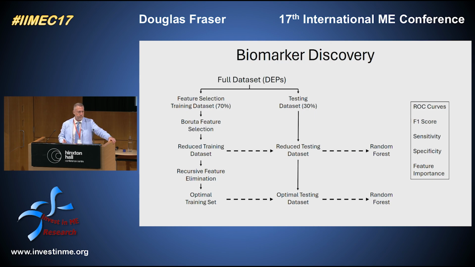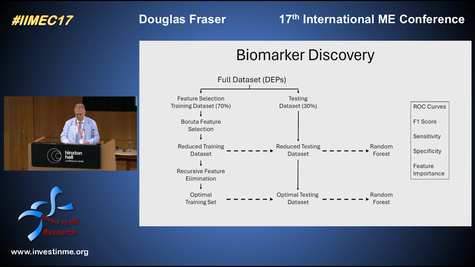We then use a random forest, which is a set of decision trees, which is very helpful in determining feature importance. So in terms of ranking those biomarkers in terms of what's most important. We use all your traditional statistics, ROC curves, F1 scores, which incorporates recall and precision, sensitivity, specificity, and our feature importance.